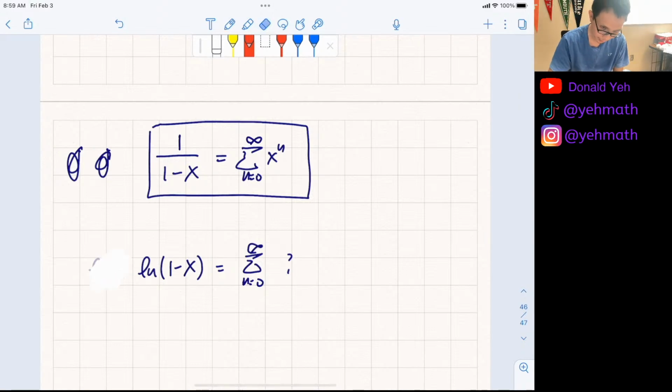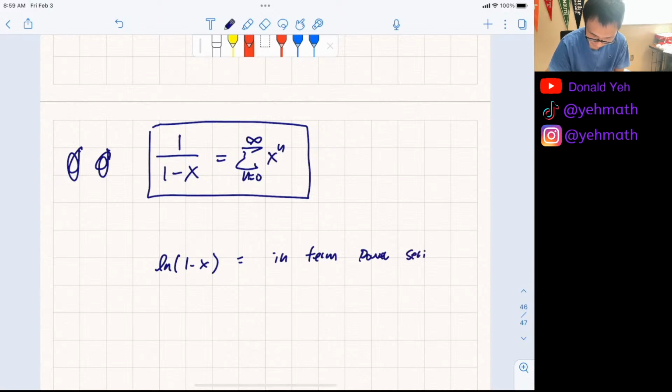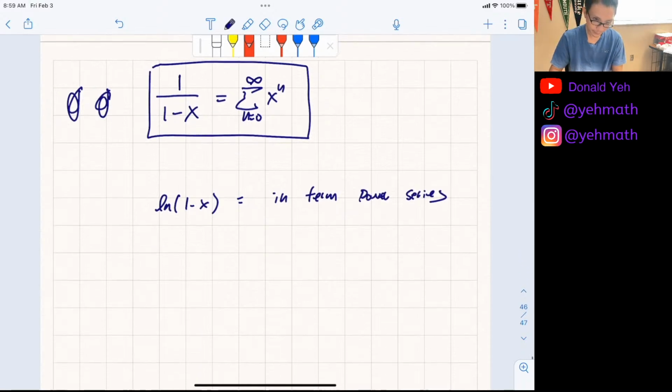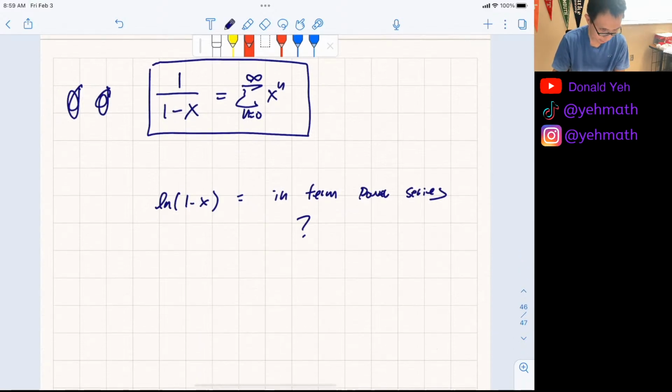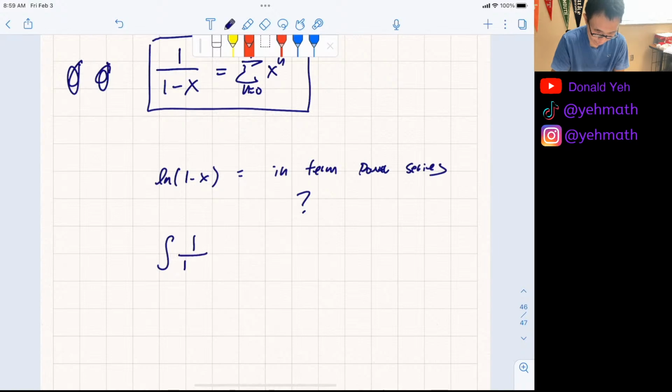So here's the question: is it possible for me to represent natural log of 1 minus x in terms of a power series? The clue is on the top, and the clue is also the title of this lesson. Not a derivative. Integral, good. Can I integrate? We want to know what the natural log of 1 minus x is. Now, can I integrate 1 over 1 minus x?